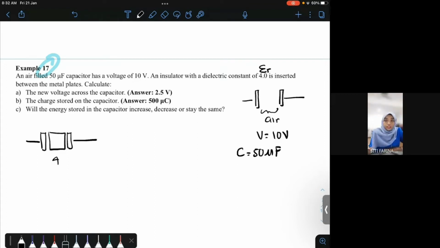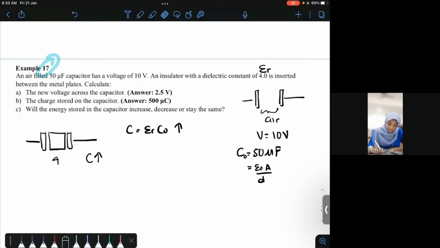Okay, so at this particular point, what is going to happen is our capacitance value will increase because you insert dielectric. Initially, it is 50 microfarad. This 50 microfarad is epsilon naught A over D. So, to avoid confusing it with the one with inserted dielectric, we use this as C naught. Okay, after you insert dielectric, your C now becomes epsilon R C naught. Your new capacitance value will increase by 4 times because we multiply by 4 with your C naught.